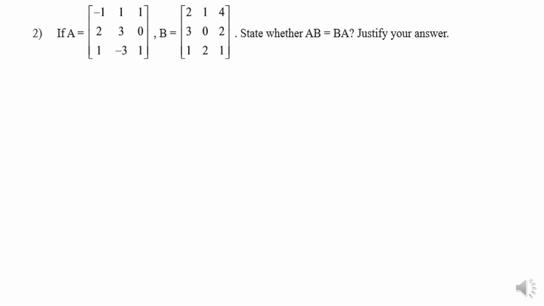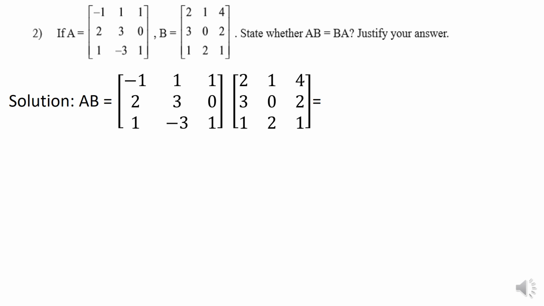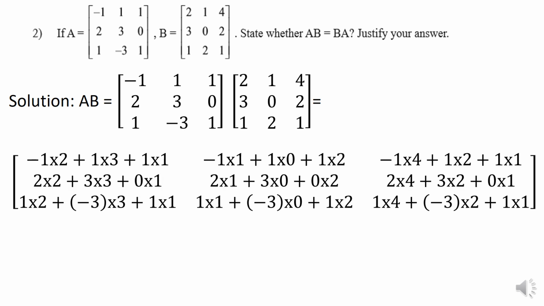In the second sum, A and B are two matrices. We have to find out whether AB is equal to BA. So first we find what is AB. So what is done over here? As I told you in the last slide itself, to multiply two matrices together, the first row of the first matrix is multiplied with the corresponding elements of the first column of the second matrix. Thus, we get the elements in the first position, as I have underlined over here.